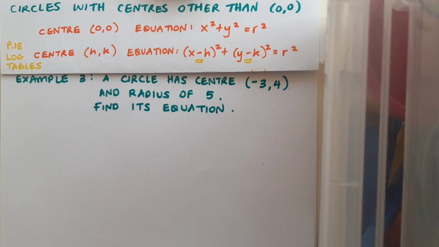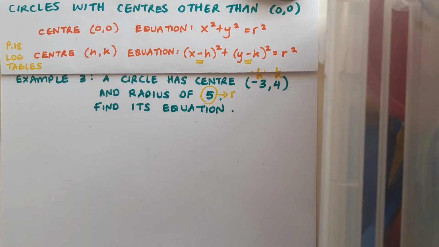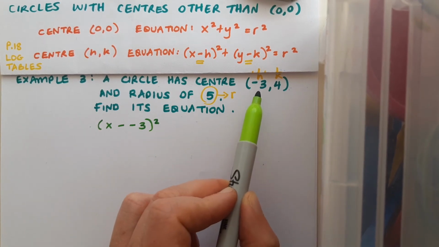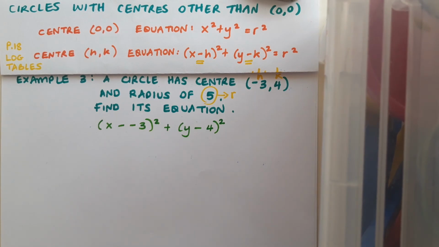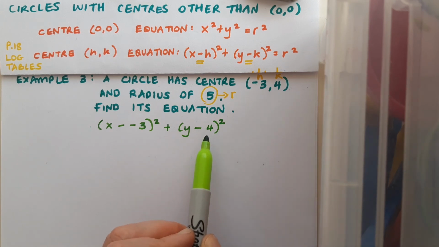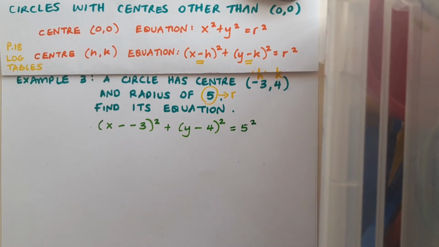So here's a third example. A circle has centre minus 3, 4 and radius of 5. Find its equation. So again, we reference our formula. We note what h, k and r are. And we substitute in. So initially I'm saying x minus minus 3, the minus from the formula, the minus 3 from the point, plus y minus 4 squared. So this time we've got the minus from the formula, but the 4 is just a regular positive 4 from the point, equals 5 squared.